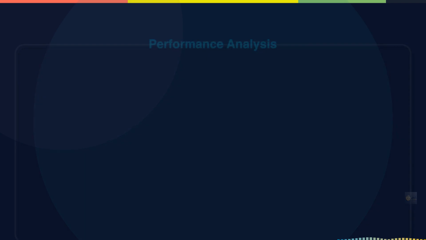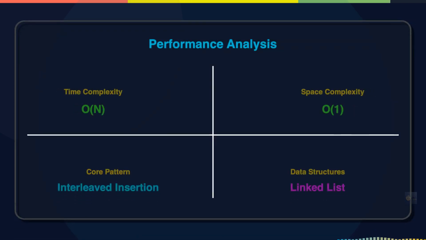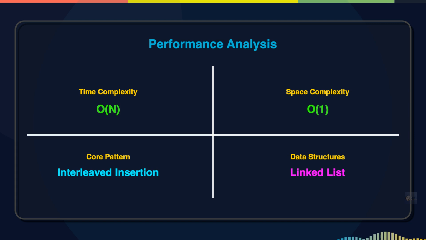Looking at the complexity, the time complexity is O of n, because we traverse the list 3 times. The space complexity is O of 1, because we did not use a hash map, we used the list itself to store our copies. And that is copy list with random pointer, mastered.